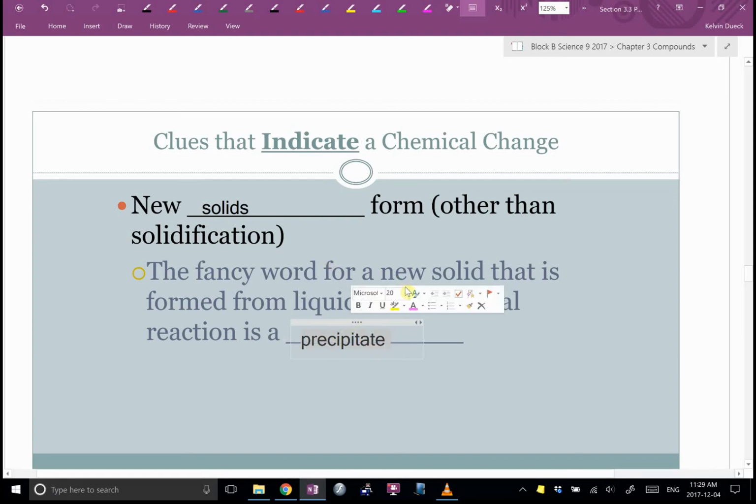I think I can make that a bit bigger. There.